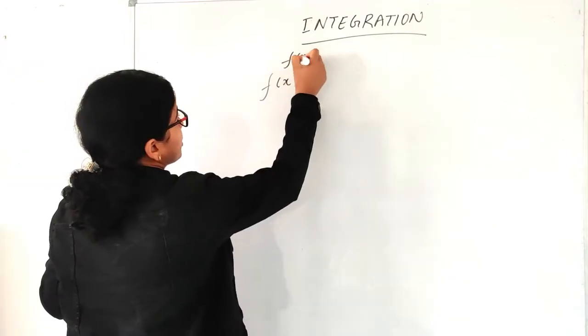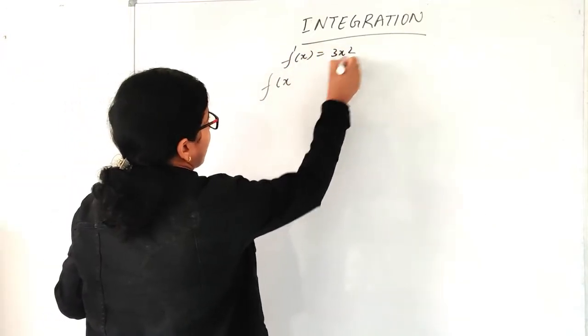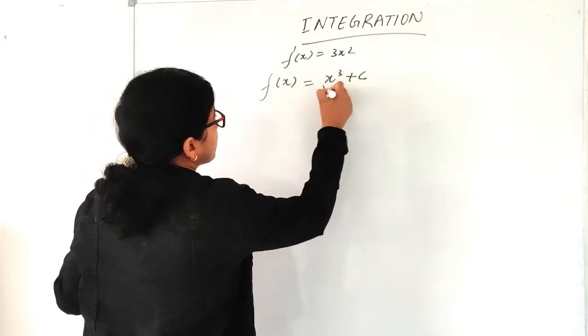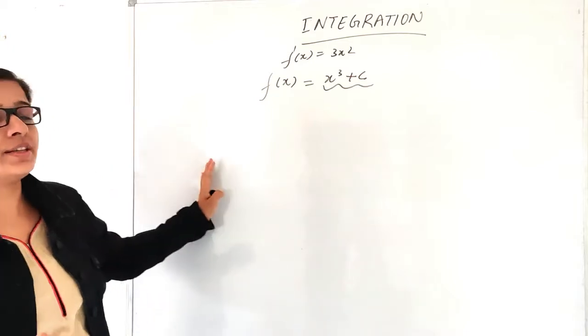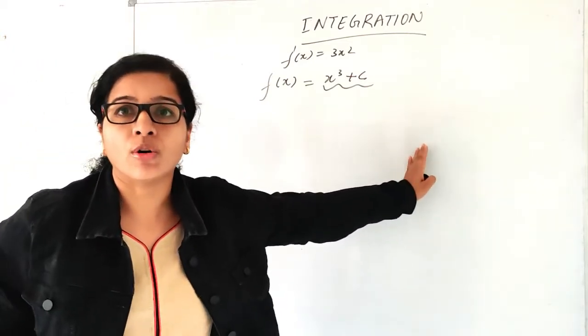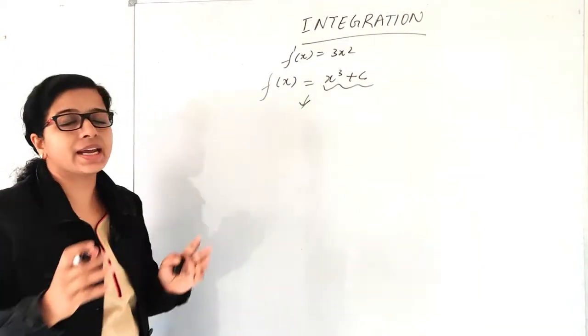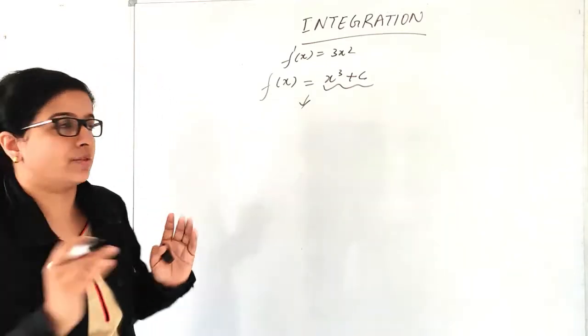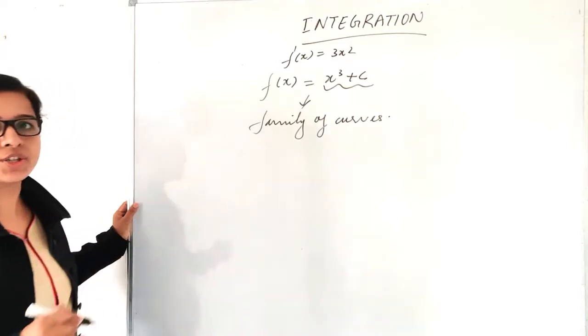For f dash x equal to 3x square, I have f(x) equal to x cube plus c. So what does this represent? It represents the family of curves. So basically I can say integration represents the family of curves. Okay. How is integration denoted?